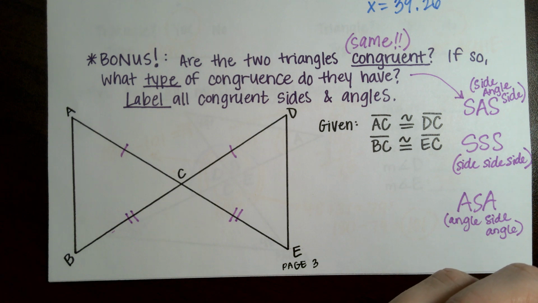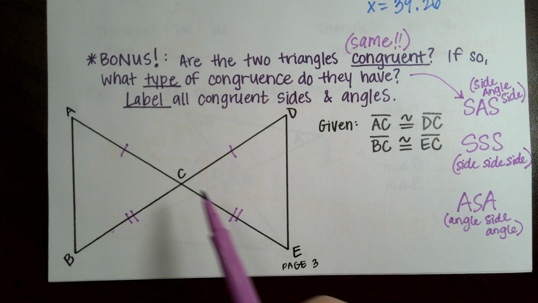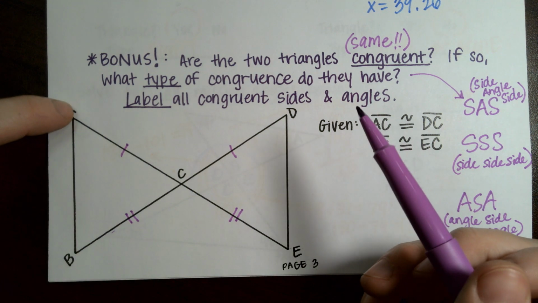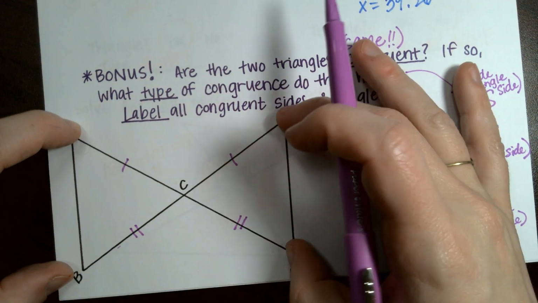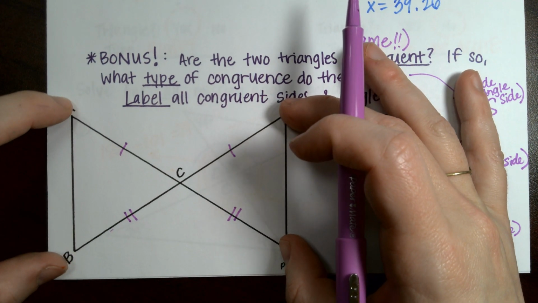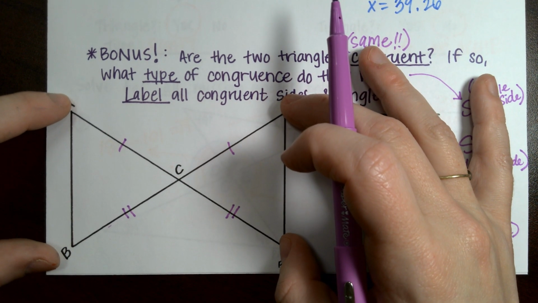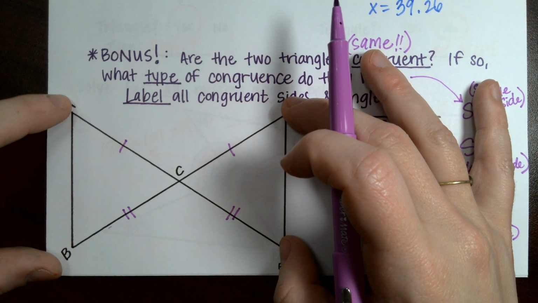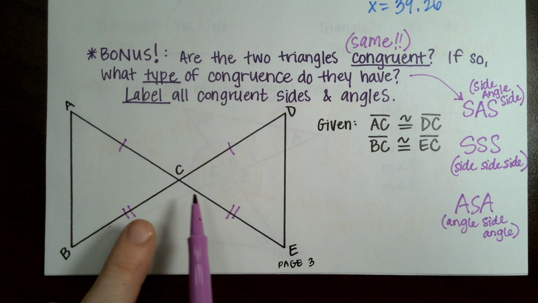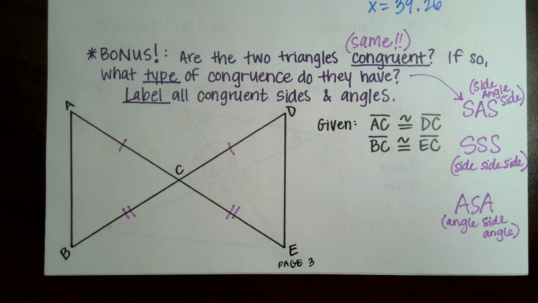Can I say that anything else is congruent? A, B and D, E. Yeah, we don't know for sure that they're congruent. We don't know for sure because even though these are the same length, what if they're opened at different angles?